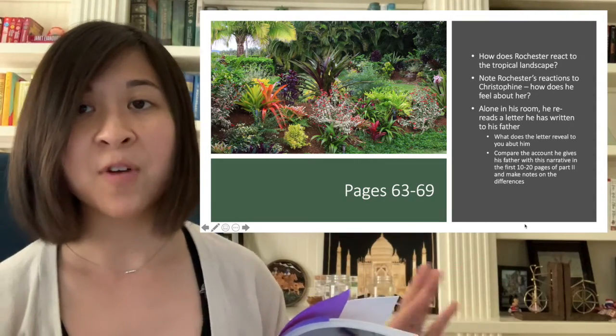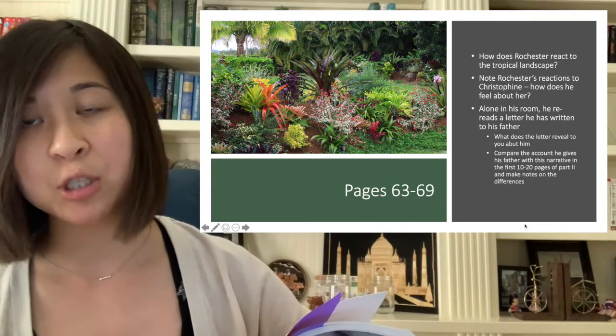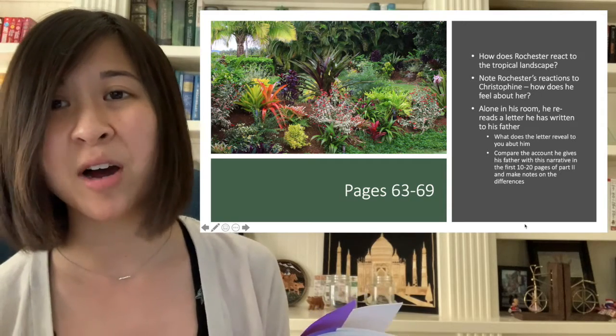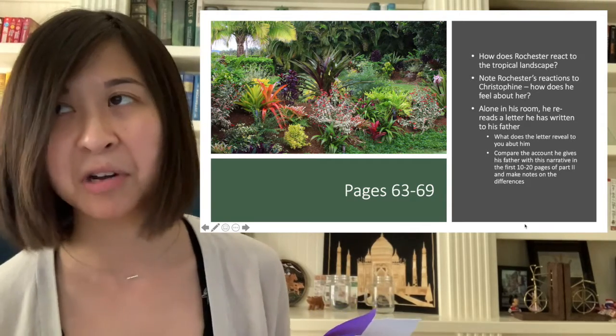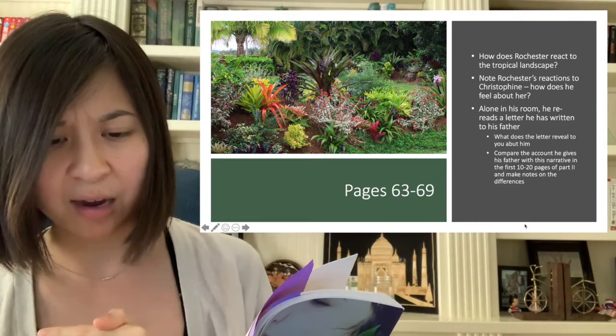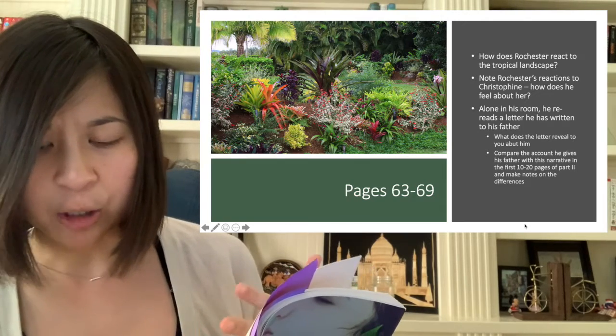Now they are traveling from their honeymoon location to where they're going to reside, which is Grand Bois. I want to say it's Grand Bois, but I'm going to say Grand Bois because it sounds more French. And so look at the first essentially 4 paragraphs and consider how he reacts to the tropical landscape.